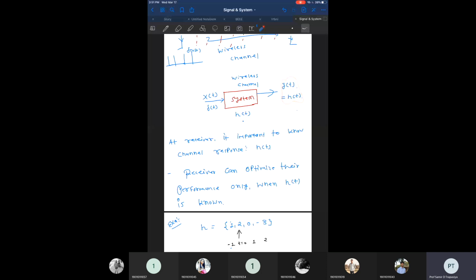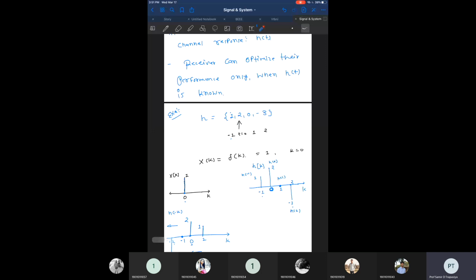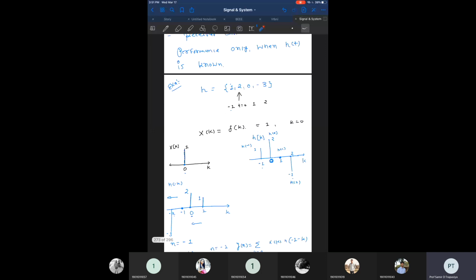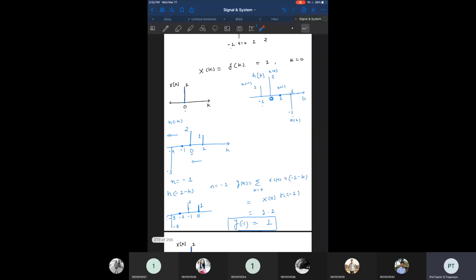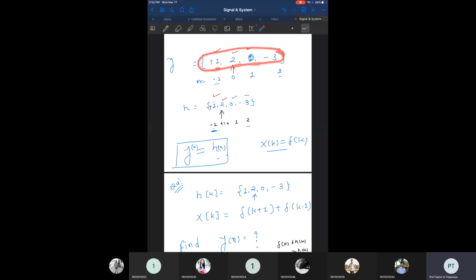Let's take one example to prove this. We are not going into detail because we have already done this before your final semester examination, but just to take a look, we have considered h of t as 1, 2, 0, minus 3. Here it is given, but assume that it is unknown at the receiver side. And x of t is a unit impulse signal. We apply the graphical method, and the value of y of t is obtained as 1, 2, 0, minus 3, and surprisingly this is the same as our channel h, 1, 2, 0, minus 3.